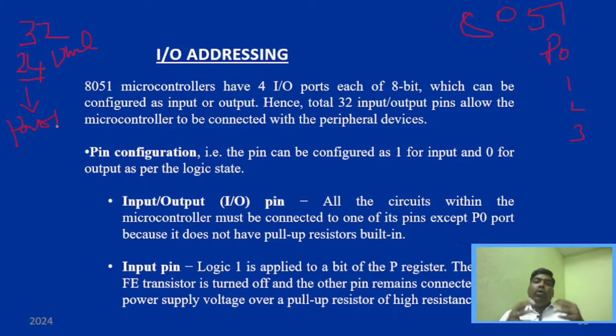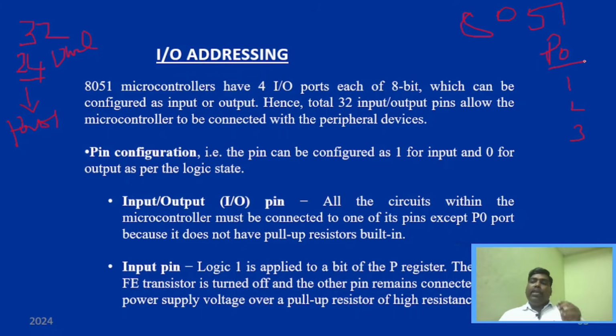Now we will see how to configure a port for input output configuration addressing. Here, all these ports except port 0 will have the pull-up resistor. I already explained what a pull-up resistor is. Only port 0 will not have the inbuilt pull-up resistor.